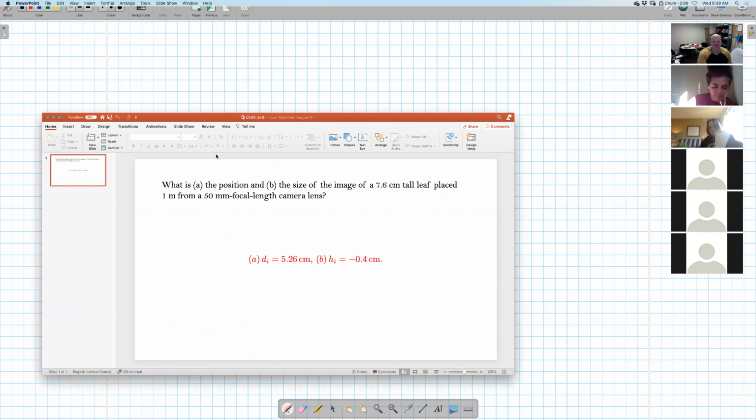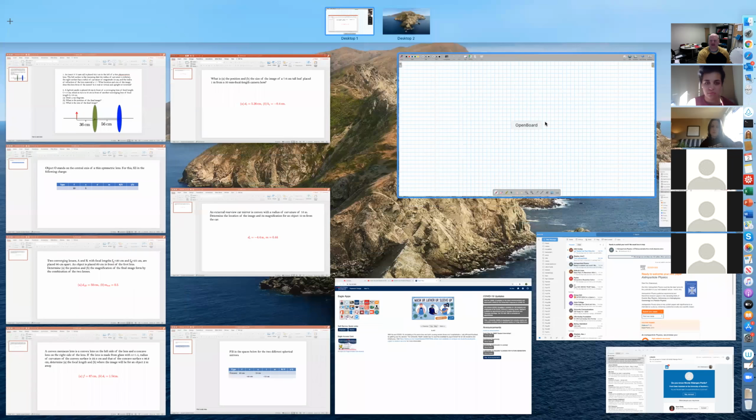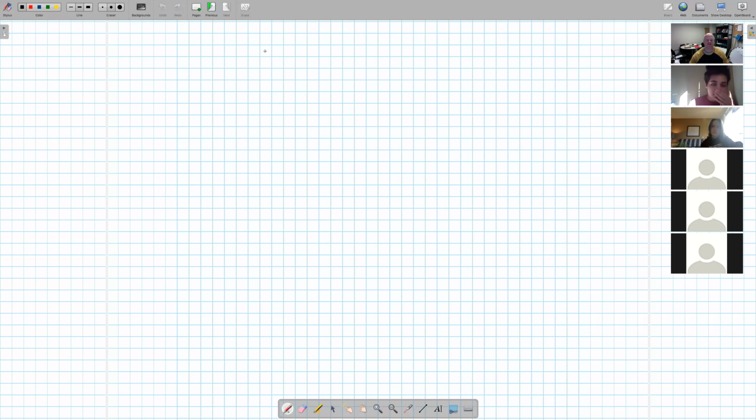This example says: what is the position and the size of the image of a 7.6 centimeter tall leaf placed 1 meter in front of a 50 millimeter focal length camera lens? A camera lens is a converging lens, so let's talk about this guy. This is going to deal with a converging lens. This is example number 3.